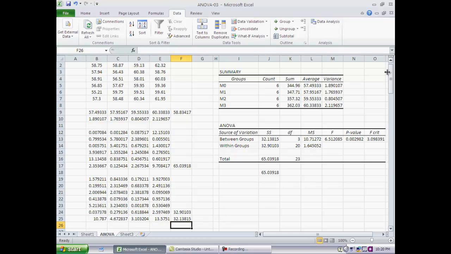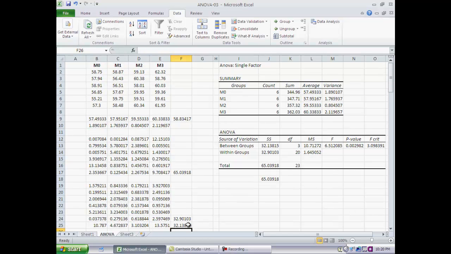And notice what we got. We got 32.13815, which is exactly this value, 32.13815. This is between groups. Notice this last calculation that I did, I treated each of the groups separately and tried to see how far they were from each other. So this is the variability between groups. This is the physical interpretation of these 3 numbers.